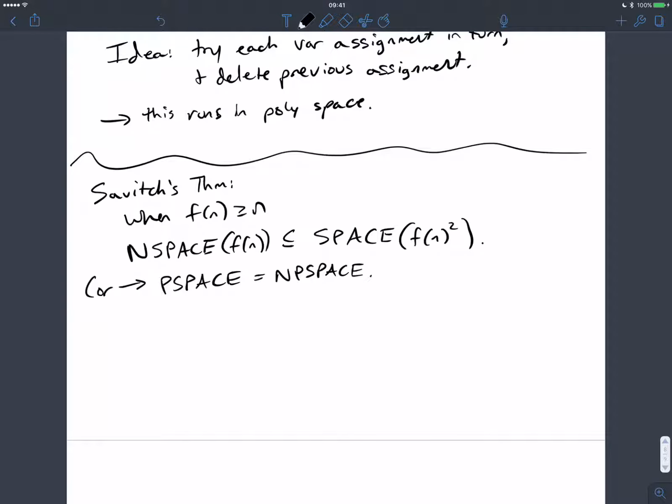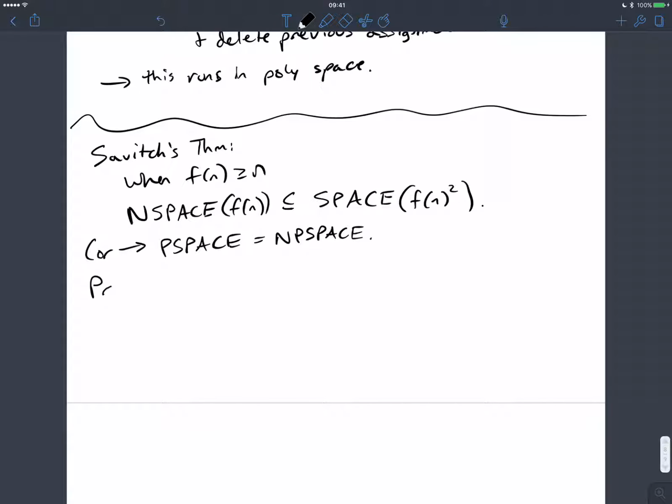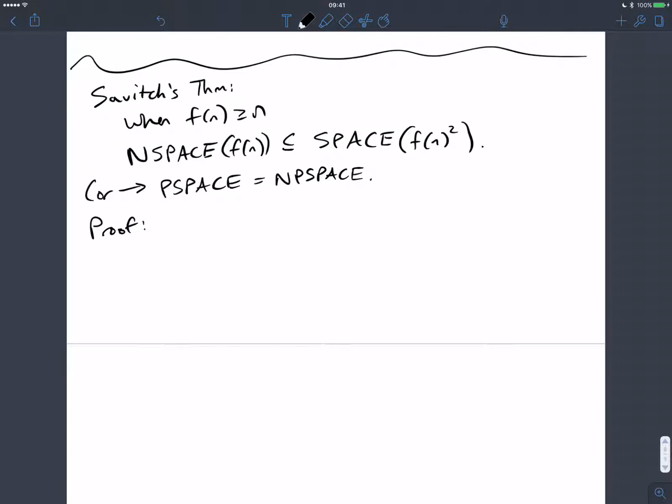Cool, so let's prove this. Well, we've got to prove it in the general case. In the general case of f of n, it may not be polynomial. It may be more, it may be less. So let's consider a non-deterministic machine running in f of n space.